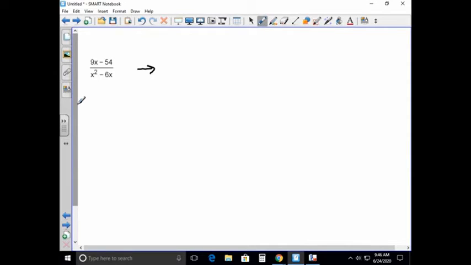So the numerator has a common factor of 9. The first term is 9 times x. 54 is 9 times 6. So we took our common factor out front. On bottom, we have a common factor of x. So if we take one of the x's out, we're left with 1. For 6x, if we take an x out, we're left with a 6. So on top, we have two factors, 9 and x minus 6. On bottom, we have x and x minus 6. So since x minus 6 and x minus 6 are the same factor, we can cancel those.